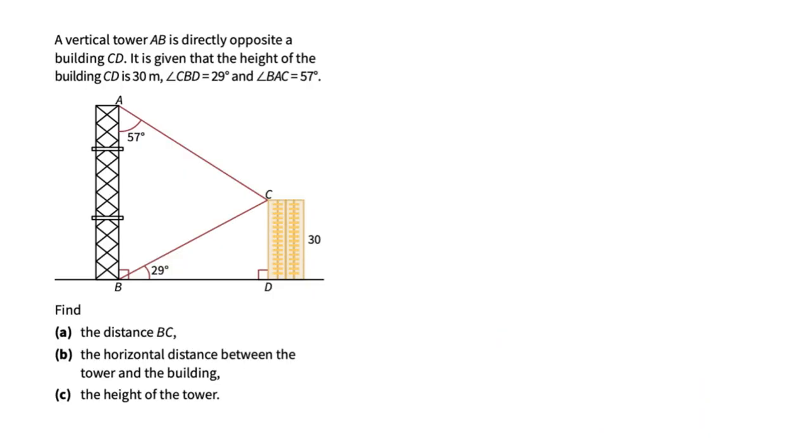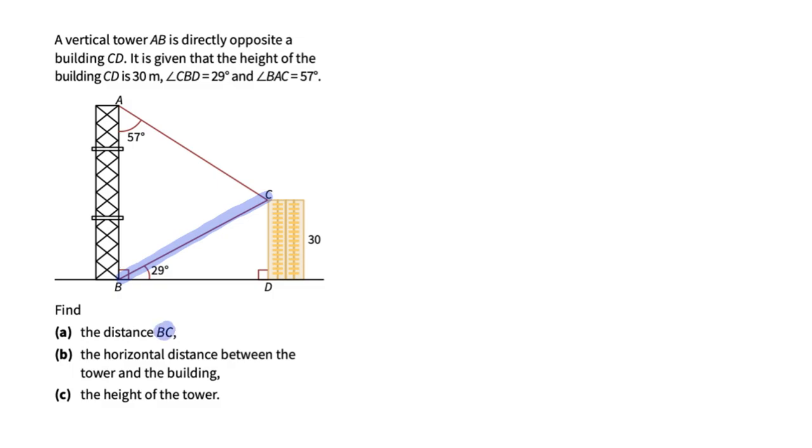Hello everyone, welcome to this question where we are given that a vertical tower AB is directly opposite a building CD. And we are given the height of the building, 30 meters, together with some of the angles as shown. Okay, for question 1, part A, find the length BC.